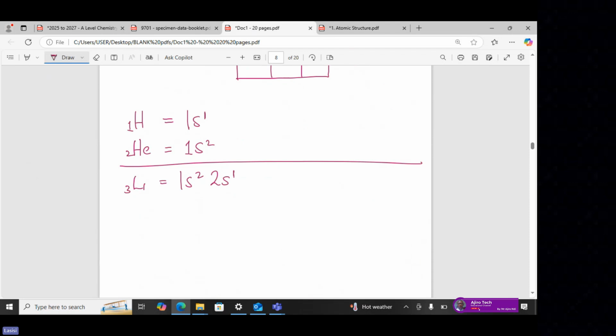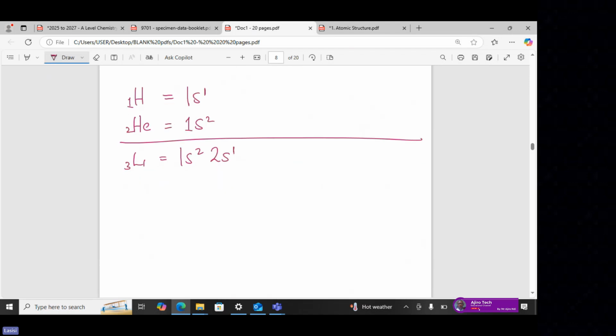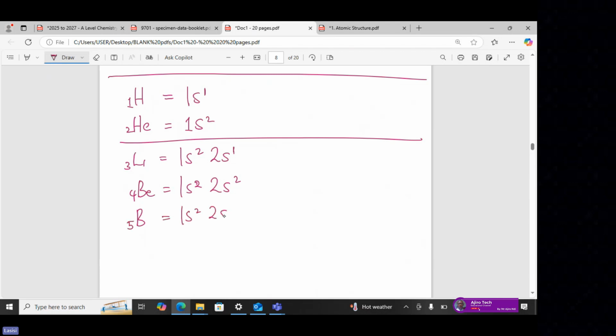So when you practice it, time will come when you won't have to struggle with it again. It just becomes part of you, like you know your name. You can't forget your name. Now, beryllium is number 4. It is 1s2, 2s2. Boron is number 5. It is 1s2, 2s2, 2p1.